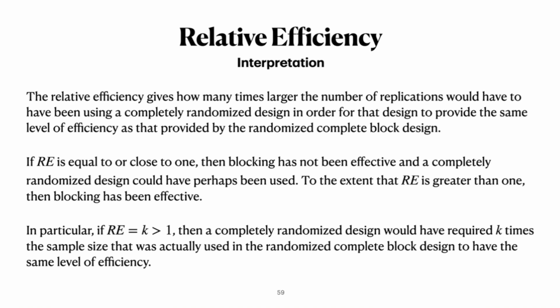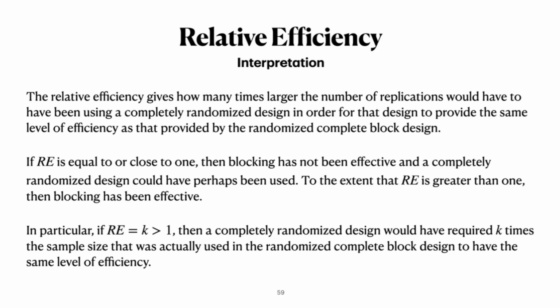Now, how do we interpret the relative efficiency? The relative efficiency gives how many times larger the number of replications would have to have been using a completely randomized design in order for that design to provide the same level of efficiency as that provided by the randomized complete block design that was actually used.